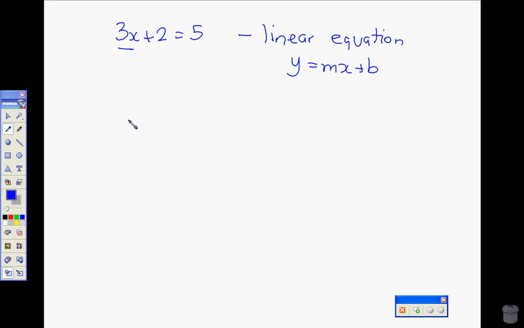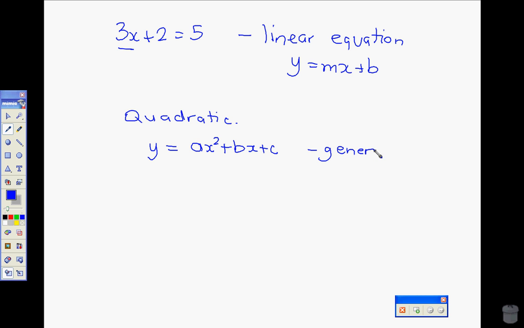But what we want to have a look at now is what we call a quadratic equation. A quadratic equation is one in which we say y would be equal to ax squared, and we can also say it's plus bx plus c. That's what we call the general form of a quadratic equation.